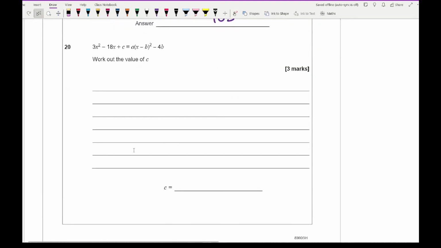Moving on to question 20, it says 3x squared minus 18x plus c, and then here we've got our expansion. So this is comparing coefficients. Now there's a couple of ways in which you could do this. You can expand the brackets, then compare, or you could factorize the left-hand side to make it look like the right-hand side. Now, depending on your ability, I'm going to probably go out on a limb and say that expanding this side is going to be the easiest. So I've got a lots of x squared minus 2bx minus b squared minus 4b.